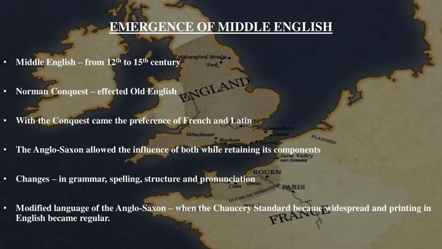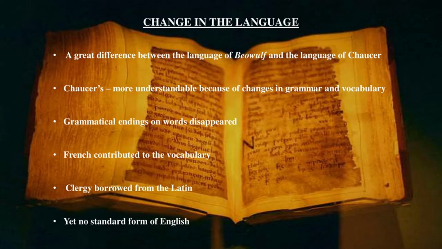Moving on, it is important to learn the evolution of the language. Definitely, for a student who had read Beowulf, the language of Chaucer seems very different. Chaucer's is more understandable, which is the result of changes in both the grammatical system and the vocabulary of the language. The grammatical endings disappeared and the ruling French contributed to the vocabulary of the Middle English language, and this was the time when the clergy were still borrowing from the Latin. It is also important to note that until this period there wasn't any standard form of English.